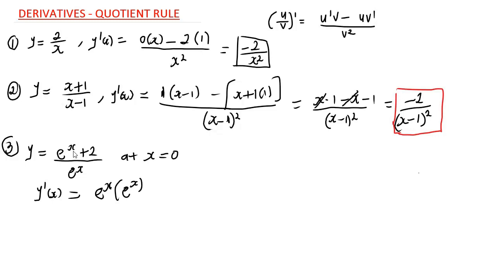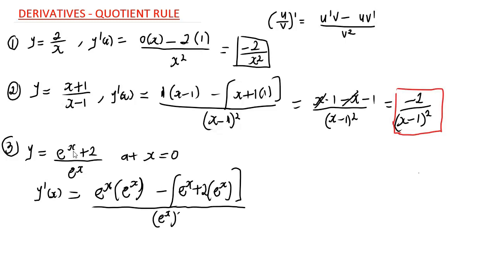Derivative of 2 is 0 because 2 is a constant. So this is multiplied by v, which is the bottom function. So this is e raised to the power of s. Then minus, what is u? U is the top function, which is e raised to the power of s plus 2. Then multiplied by v prime, which is the derivative of the bottom function. The derivative of e raised to the power of s is also e raised to the power of s. So this is multiplied by e raised to the power of s.